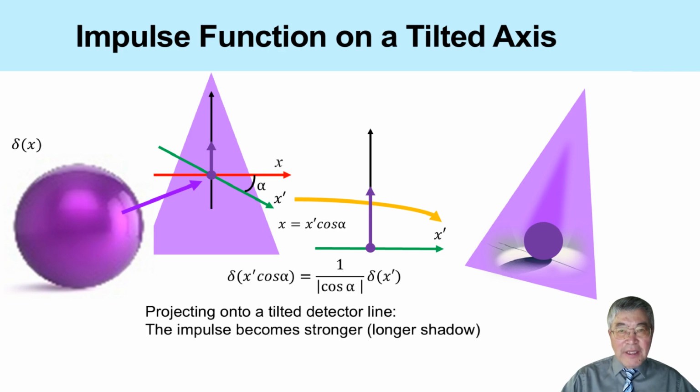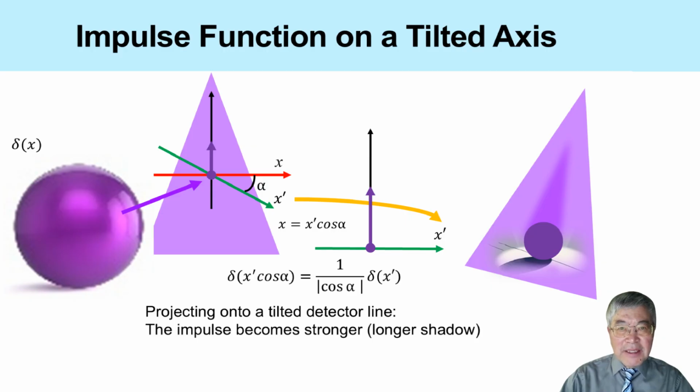Now let us change geometry. Suppose we tilt the detector line by an angle alpha. Because the detector is tilted, the same point object no longer appears in exactly the same way on the detector. Its projection is stretched along the tilted detector line. In other words, the point-like shadow is geometrically magnified. For an ordinary function, we may simply say that the coordinate is stretched. But for a delta function, there is one more effect. When the coordinate is scaled, the strength of the delta function also changes. This is a basic property of the delta function.